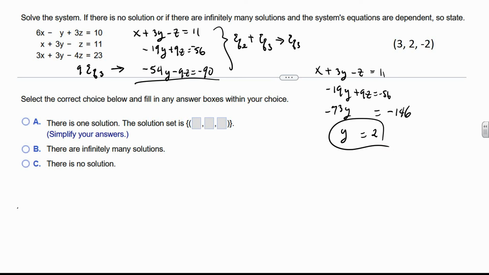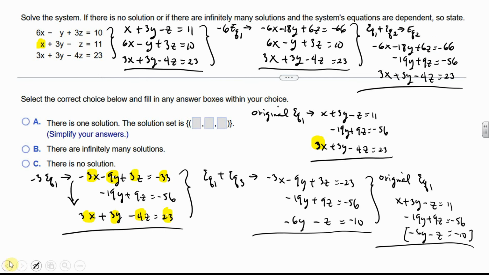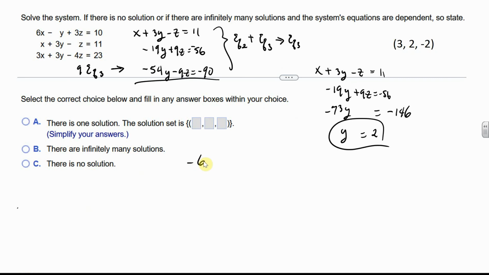So what I'm going to do is take y and plug y back into this equation here. So that's negative 6y minus z equal to negative 10. So I have negative 6 times 2 minus z is equal to negative 10. So I get negative 12 minus z is equal to negative 10. Negative z is equal to 2. Z is equal to negative 2.